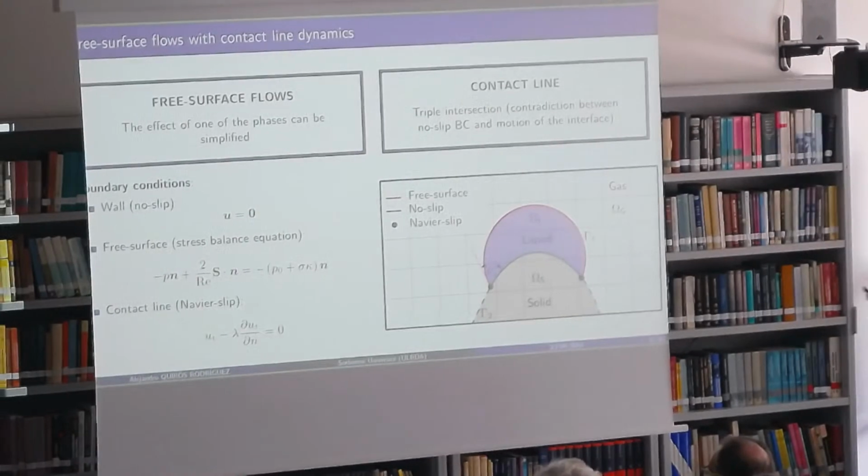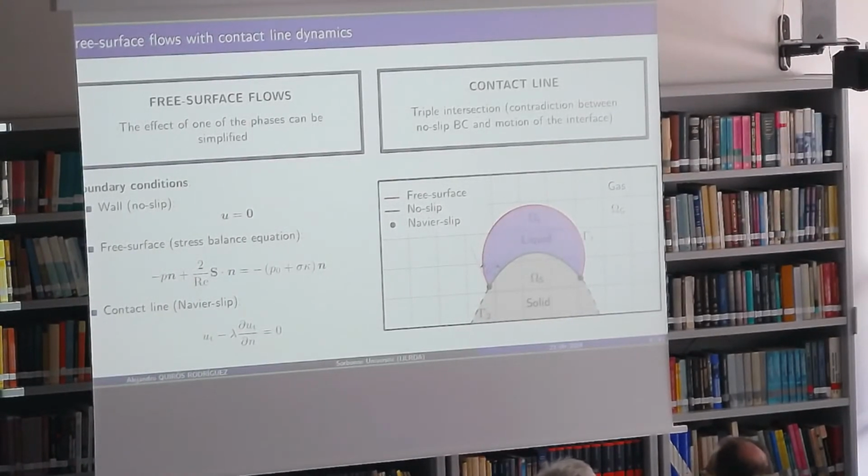So we consider the specific case of free surface flows with contact line dynamics. Free surface flows are interfacial flows where the surface is subject to zero normal and shear stresses, and we consider the case where the effect of one of these phases can be simplified. Now, contact line appears at the triple intersection between the solid wall and the free surface, and numerically there's a contradiction between the no-slip condition, the boundary condition that we impose at the wall, and the motion of the interface, and we have to use some model in order to solve this.